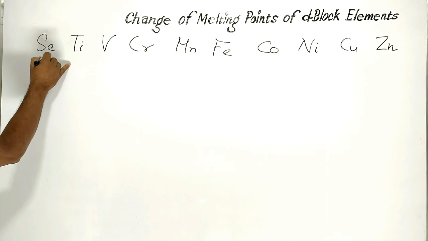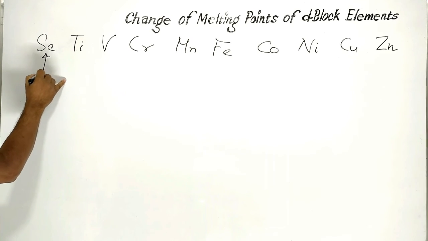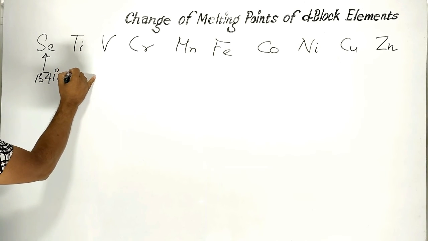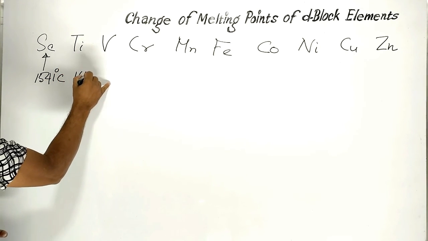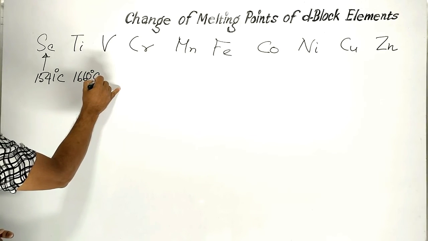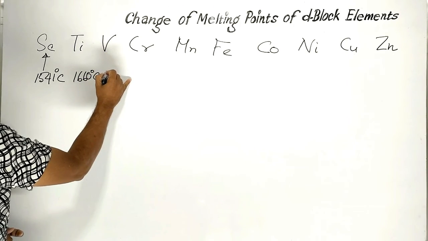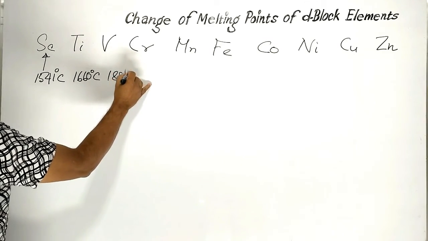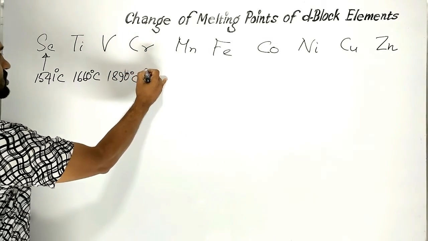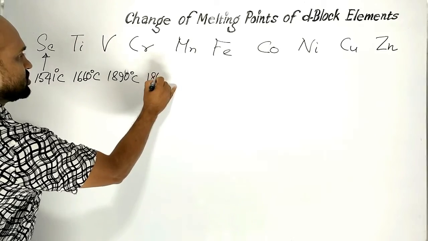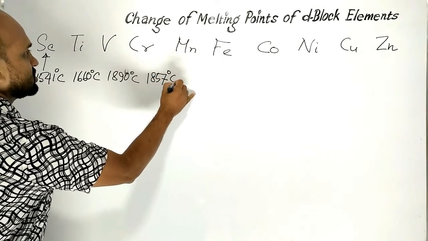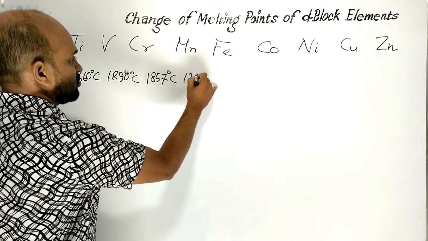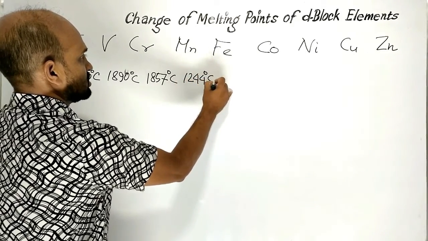Scandium melting point is 1541 degrees Celsius. For titanium, this is 1660 degrees Celsius. Vanadium, 1890 degrees Celsius. For chromium, this is 1857 degrees Celsius. For manganese, this is 1244 degrees Celsius.